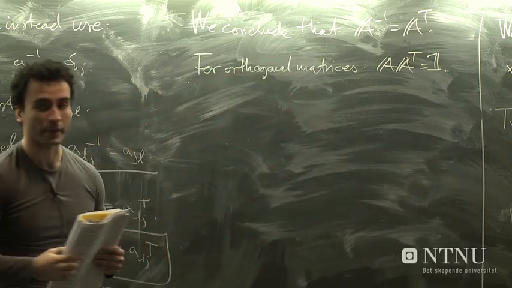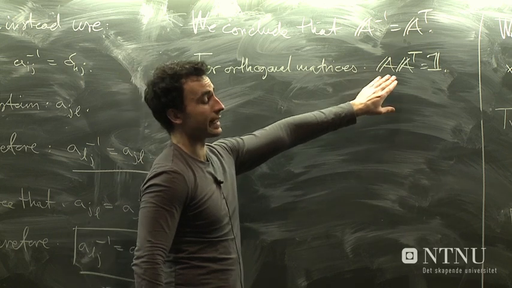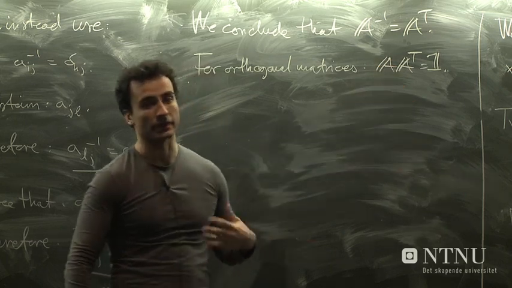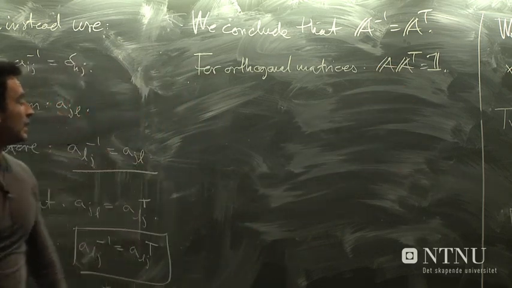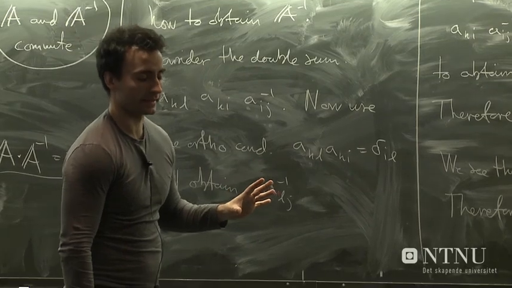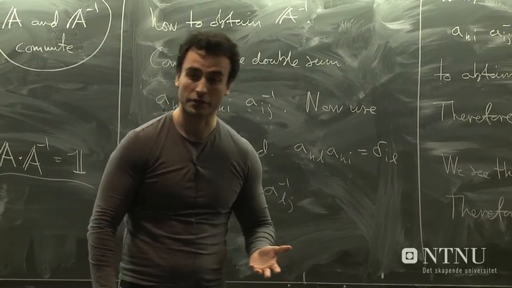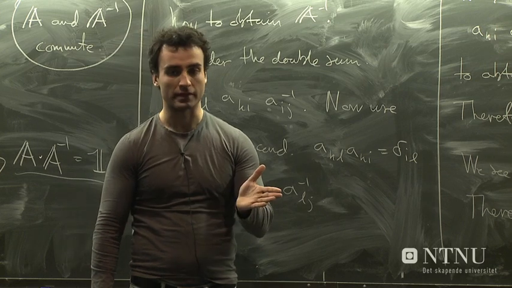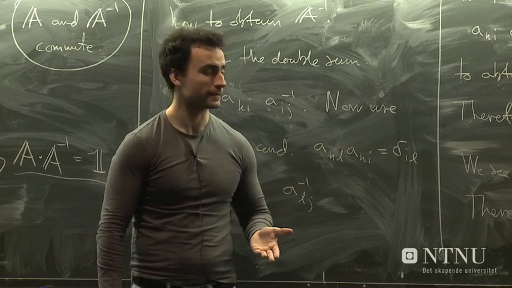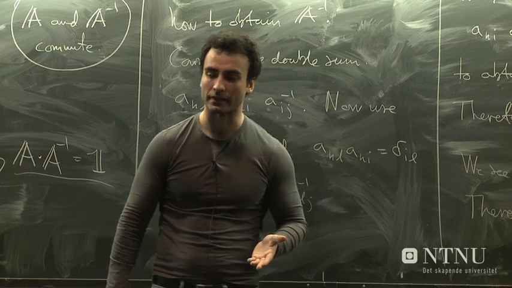So for orthogonal matrices, the product between A and A transpose is equal to 1, since A transpose is the matrix inverse. And this is really good news, because it basically tells us that to obtain the inverse matrix A, we just have to change the rows and columns, instead of actually calculating the inverse of the matrix. And this simplifies things a lot.